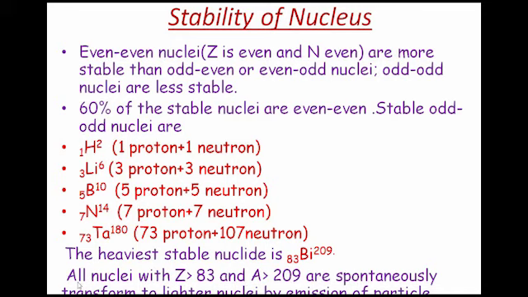Okay, let us discuss the stability of the nucleus. A nucleus may be of 3 types: even-even nucleus, even-odd or odd-even nucleus, or odd-odd nucleus. An even nucleus is nothing but one that has an even number of protons and an even number of neutrons. An odd nucleus has an odd number of protons and an odd number of neutrons.